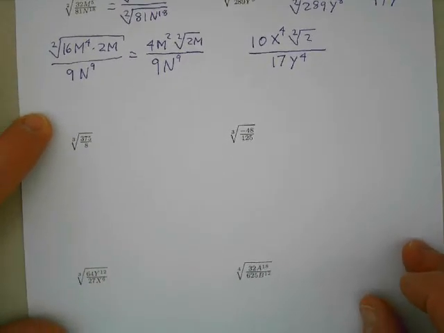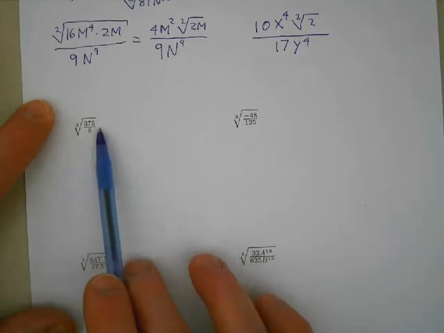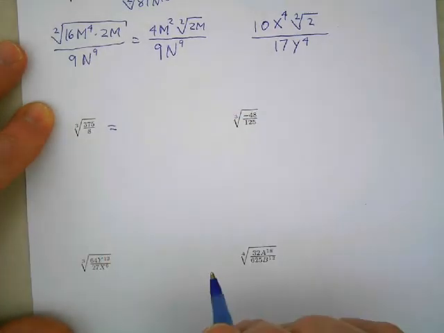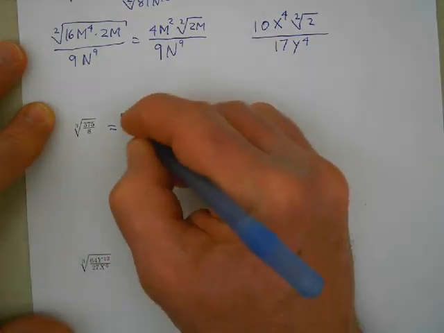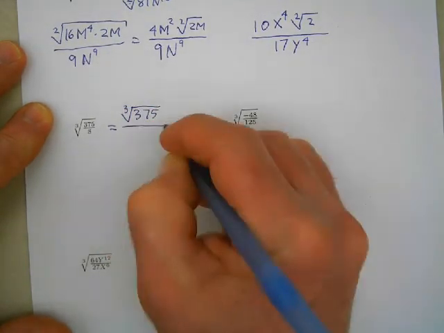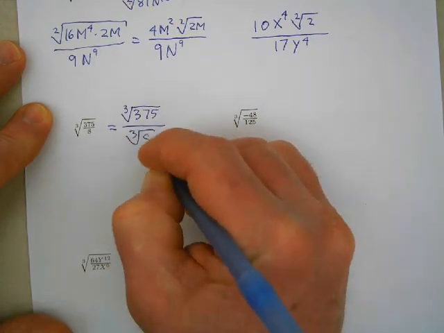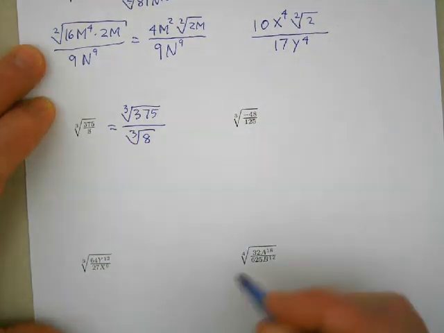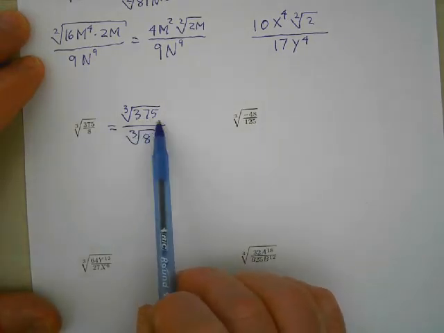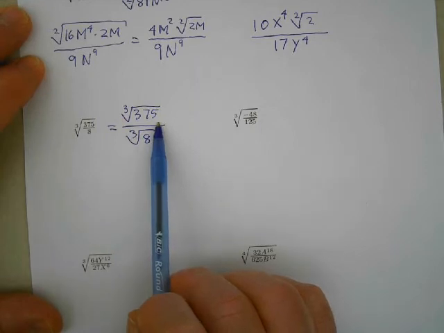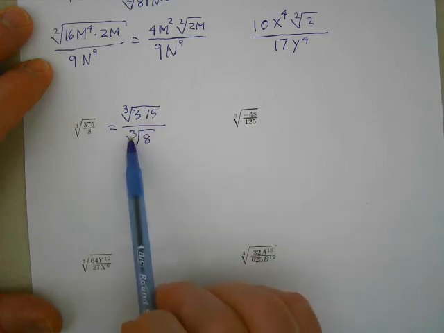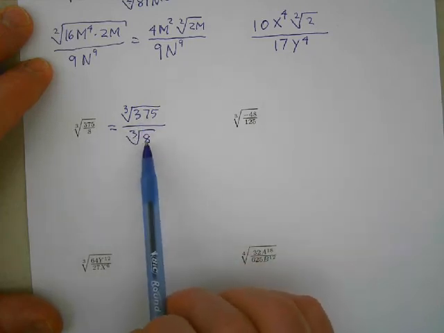Okay, next problem, the cube root of 375 divided by 8. So we rewrite this as a quotient of cube roots, the cube root of 375 in the numerator, and the cube root of 8 in the denominator. In the numerator, the largest factor of 375 that's a perfect cube is 125. 125 times 3 is 375. And in the denominator, the cube root of 8 simplifies to 2.